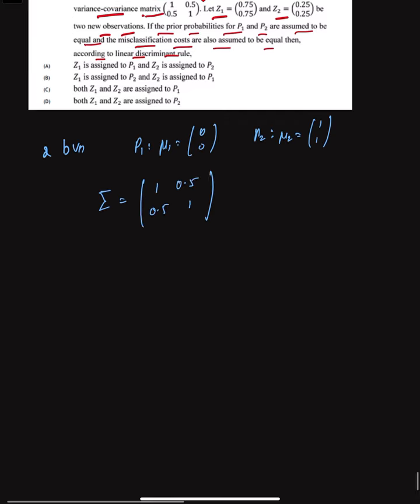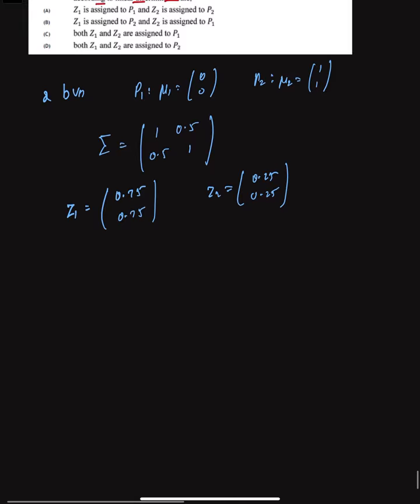First of all, we have two bivariate normal populations. Population 1 has mu1 as (0, 0), whereas population 2 has mu2 as (1, 1). They have a common covariance matrix, which is [1, 0.5; 0.5, 1]. They have equal priors and equal misclassification costs. We were given two observations, Z1 as (0.75, 0.75) and Z2 as (0.25, 0.25).